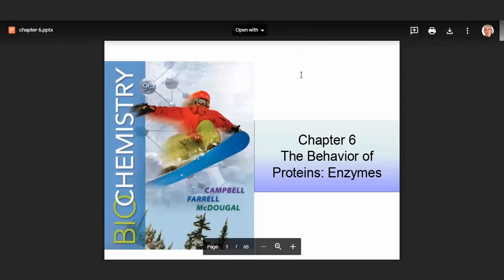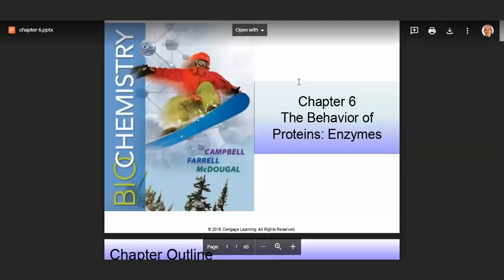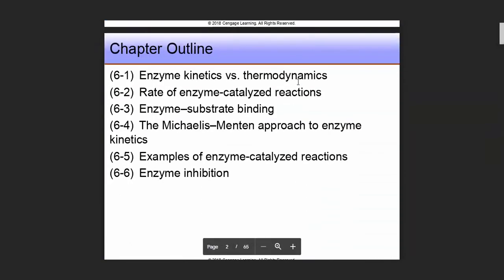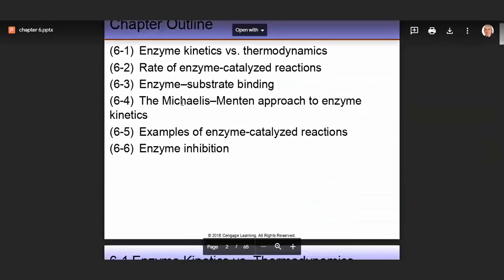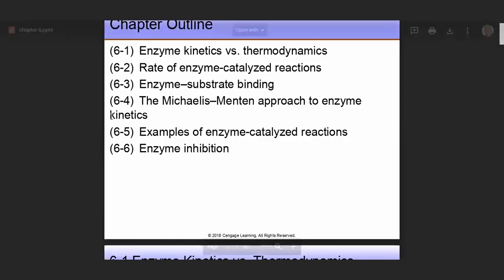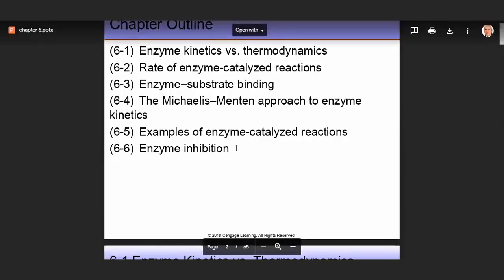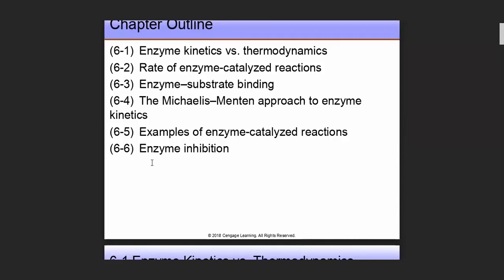Today we want to talk about Chapter 6, the behavior of proteins or enzymes. And we will cover the following topics: enzyme kinetics versus thermodynamics, rate of enzyme-catalyzed reactions, enzyme-substrate binding, the Michaelis-Menten approach to enzyme kinetics, example of enzyme-catalyzed reaction, and enzyme inhibition.